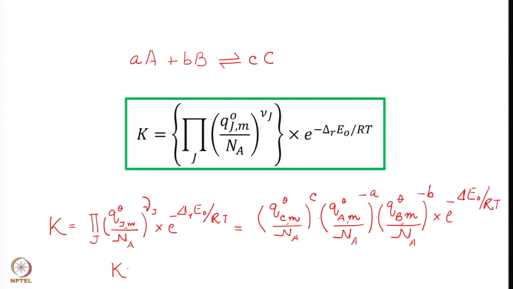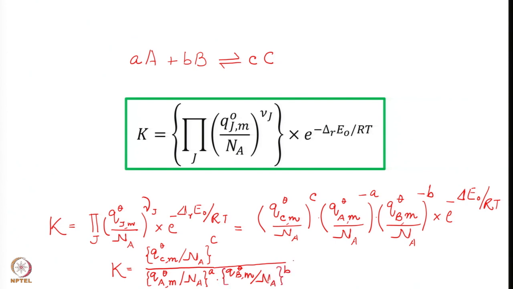This can further be written as K equal to qCm naught by Na raised to the power c, divided by qAm naught by Na raised to the power a, into qBm naught by Na raised to the power b, into exponential minus delta E naught by RT. This is how we expand this product.